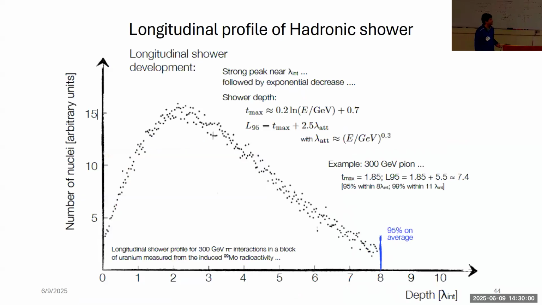Okay, and then this is how the longitudinal profile of a hadronic shower looks. It's similar to the EM shower, except the governing scale is the hadronic interaction length. As I said, you need something on the order of 6 to 9 hadronic interaction lengths to actually contain 95% of the shower.